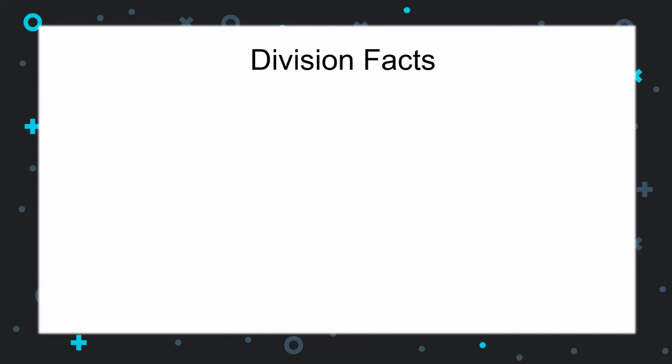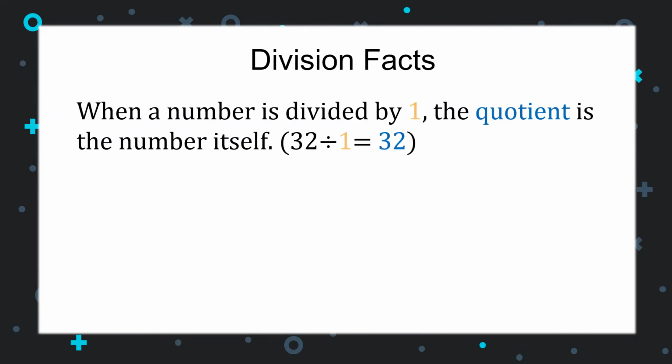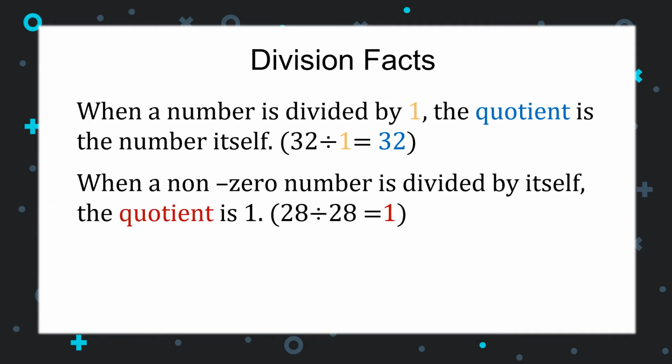Division facts. When a number is divided by 1, the quotient is the number itself. For example, 32 divided by 1 is equal to 32. When a non-zero number is divided by itself, the quotient is 1. For example, 28 divided by 28 is equal to 1.